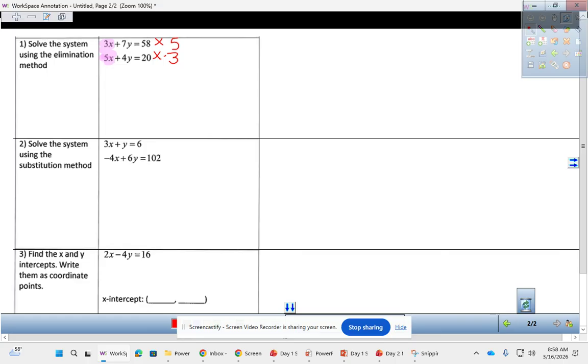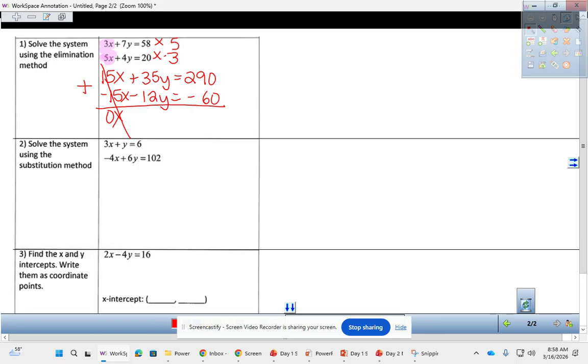Right? So from here, I'm going to distribute that 5 to the top. 5 times 3x, 5 times 7y, and 5 times 58. And I'm going to distribute the negative 3 to everything in the bottom. Negative 3 times 5x, negative 3 times 4y, and negative 3 times 20. What happens here is when you add these together, the x's create a 0x, which means they eliminate. That's why it's called elimination.